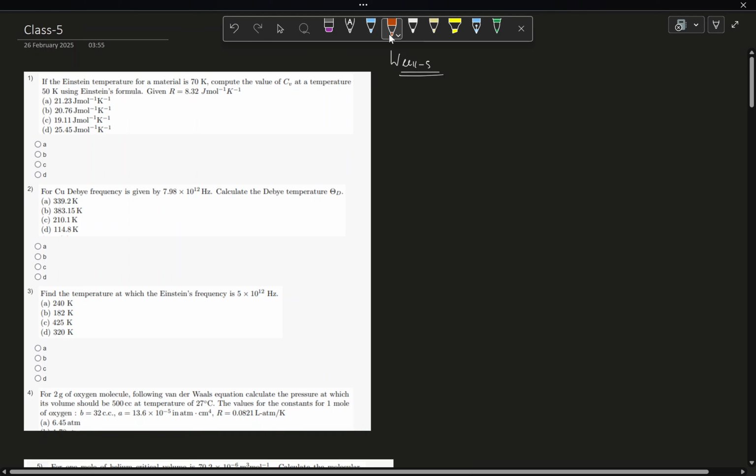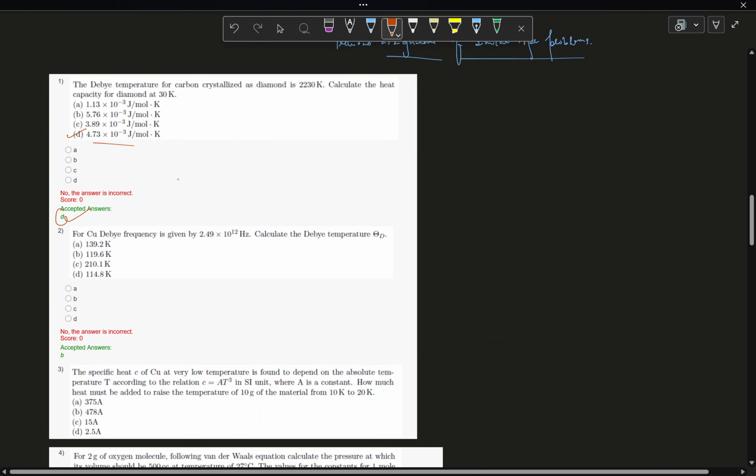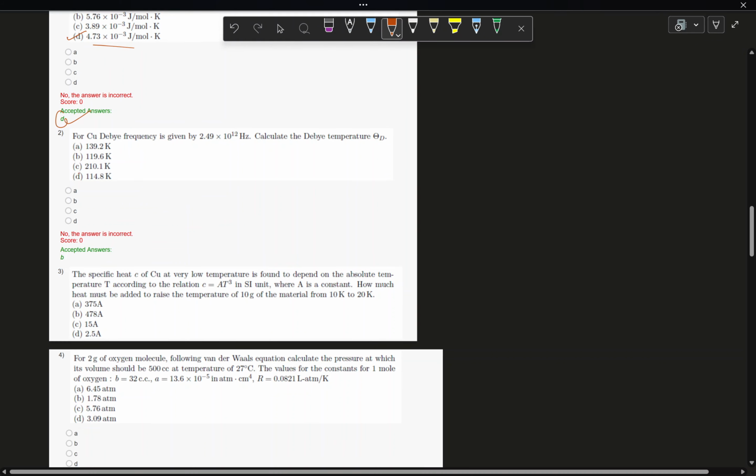So let us see what answer option is matching with this answer. This is the current assignment, so first we will solve this assignment and then we will move on to that. So question number 2 is about 119.6, which is the accepted answer, B, right?